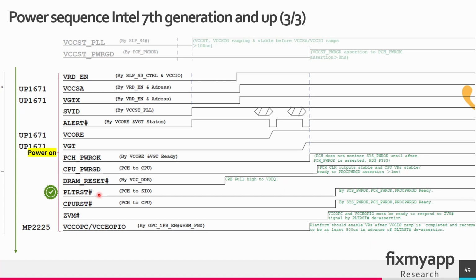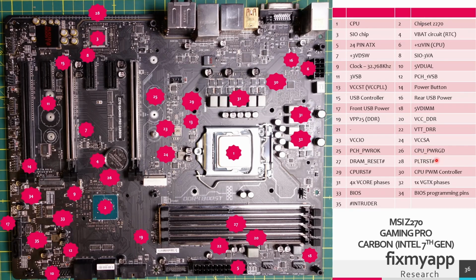In the power on state, the platform reset active low signal and the CPU reset active low signal have to go high. They have to go out of the reset state. The platform reset signal will reset different components and circuits on the mainboard, and the CPU reset signal will reset the state of the CPU. The platform reset active low signal can be found in area 28, and that's located near the SuperIO chip. The CPU reset active low signal can be found near the CPU at area 29.